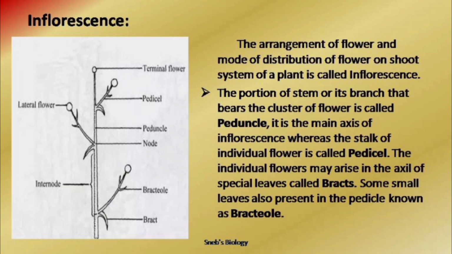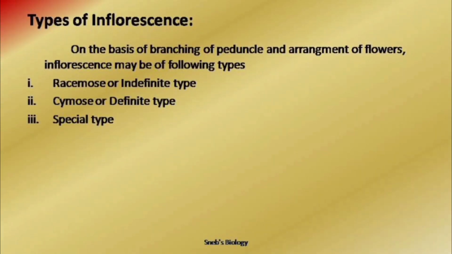The axis which we are talking of is known as the peduncle or the inflorescence axis, and the stalk of the flower is known as the pedicel. A modified leaf which develops in the axil of a flower is known as a bract. The bracts are present on the peduncle, and some small leaves present on the pedicel are known as bracteoles. All inflorescences are classified into three categories: racemose inflorescence, cymose inflorescence, and special type of inflorescence.